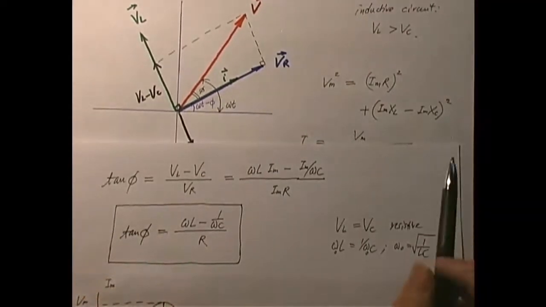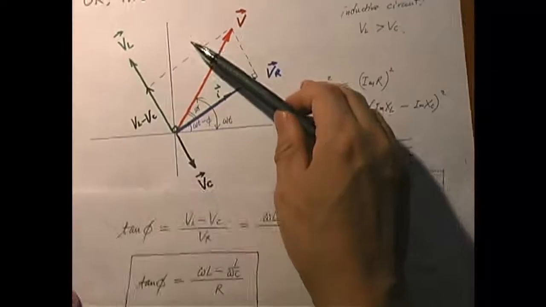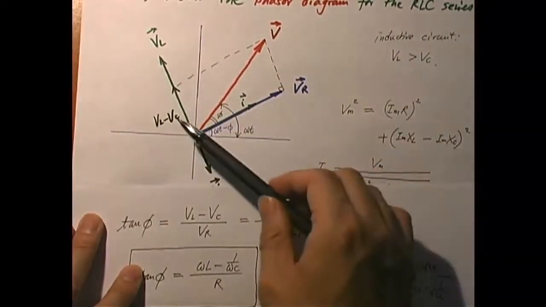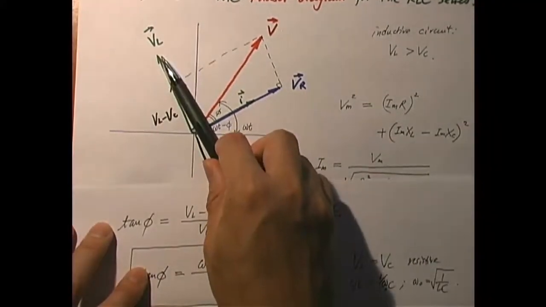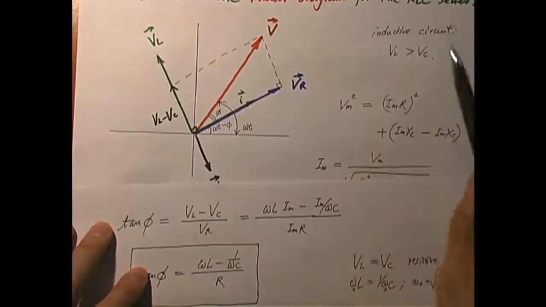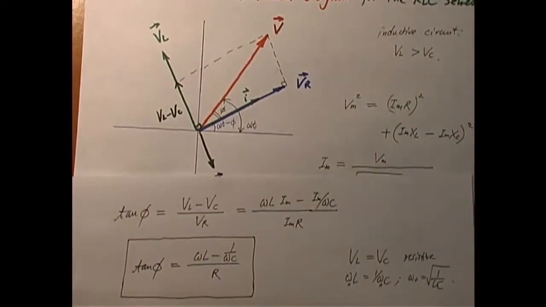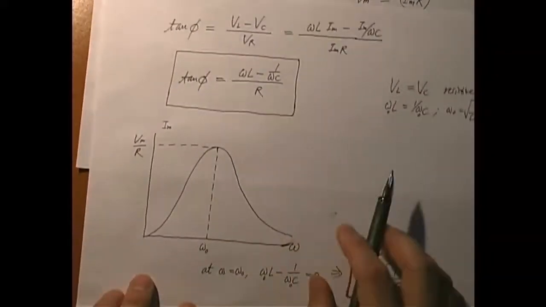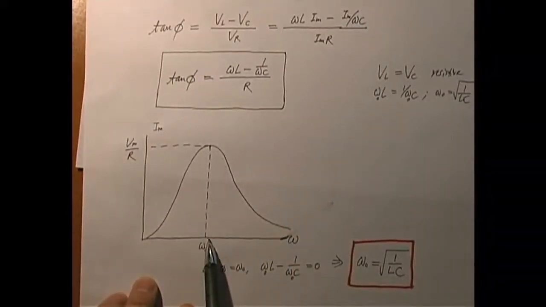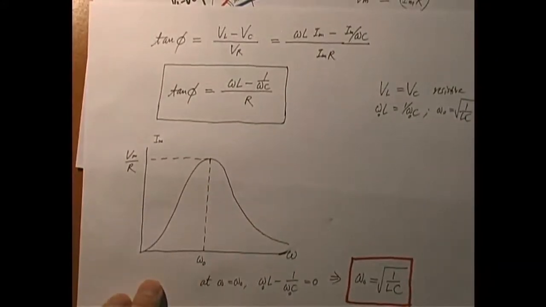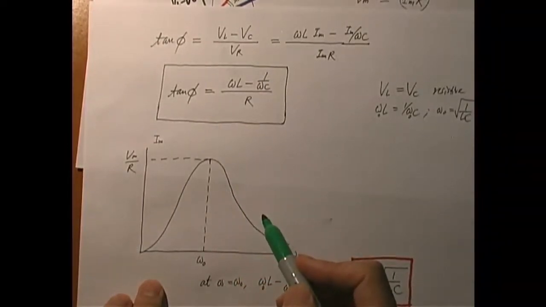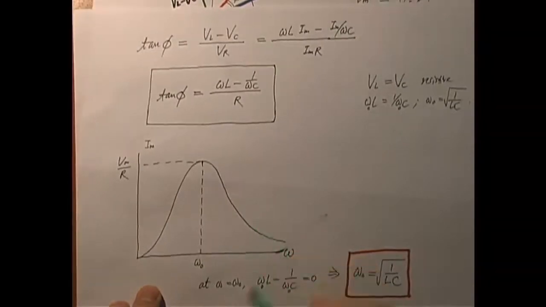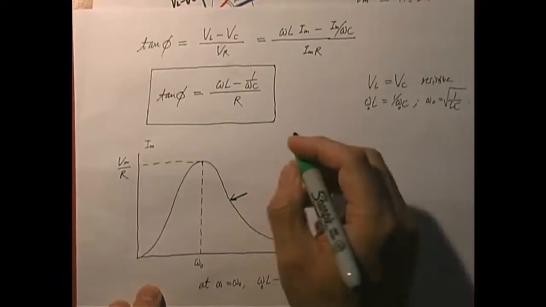At that frequency, you find that these two vectors, VL and VC, have the same length. So VL minus VC equals 0. Any frequency above that, VL would be longer than VC, so we say it's inductive. On that side of the graph, all the way from omega naught to infinity, the frequency is higher than omega naught, and VL is greater in magnitude than VC. So the inductor overpowers the capacitor, is more important than the capacitor, and we say it's inductive.